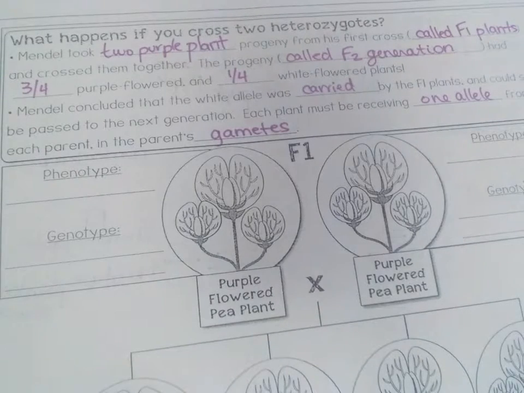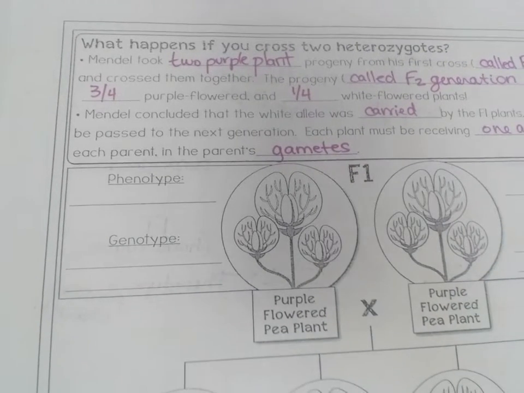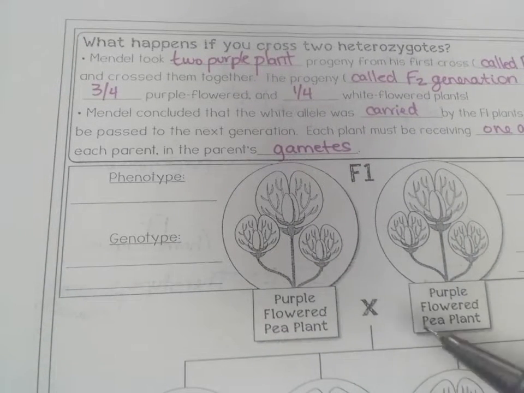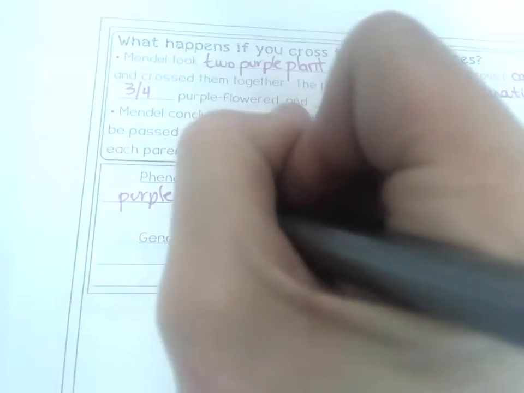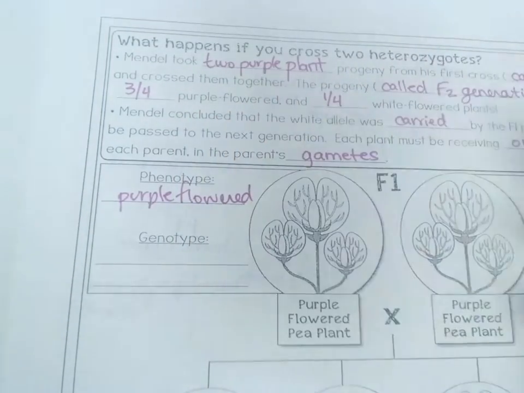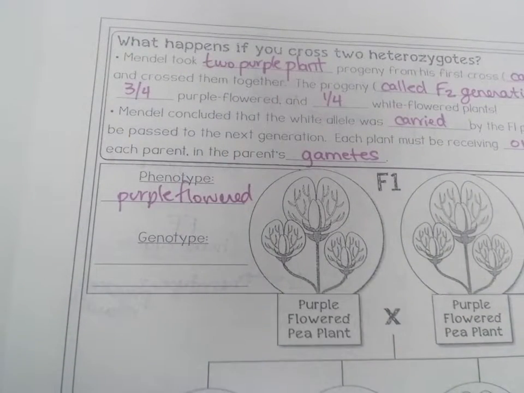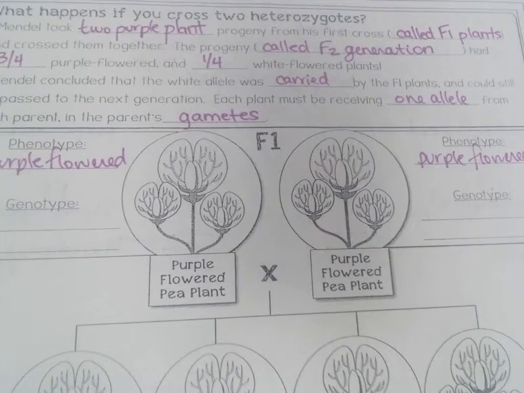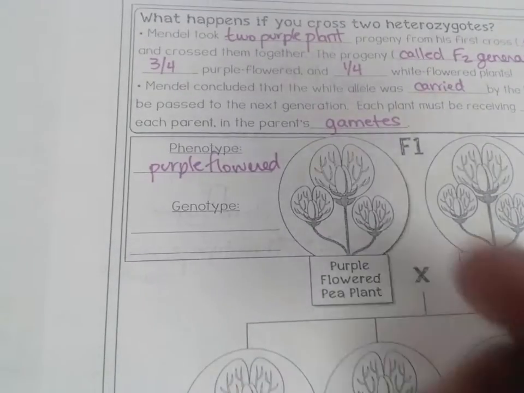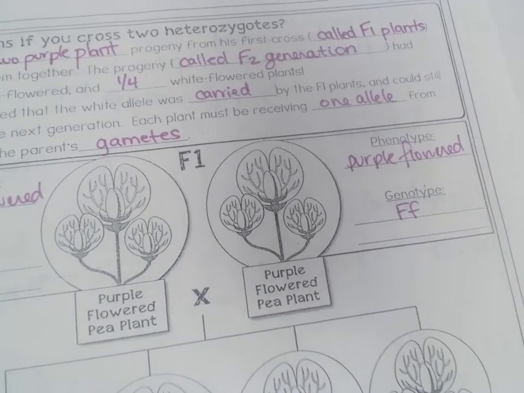Okay, the phenotype. So the phenotype of these F1 generation plants that we're going to mix, remember, we're going to take two of those purple flowered plants from the last cross, and we're going to cross those. So the phenotypes are both purple flowered, right? Because phenotype is the physical characteristic. Okay, purple flower, purple flower. Now, the genotype is big F, little f for both of them, big F, little f.